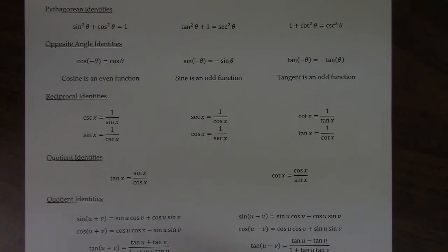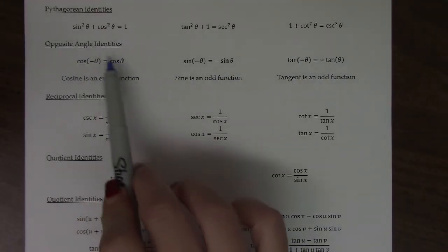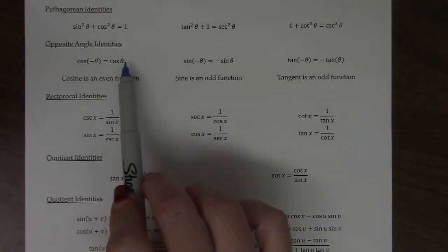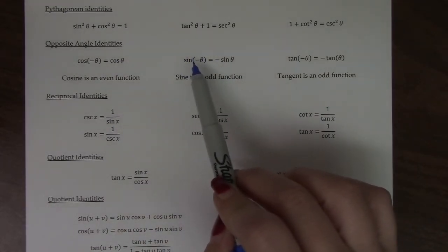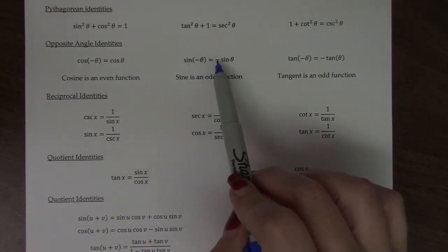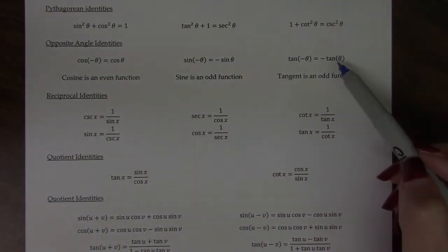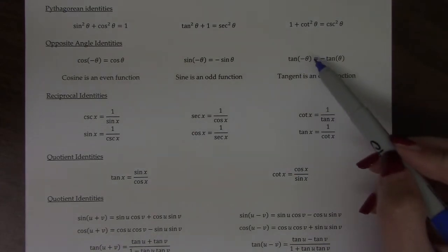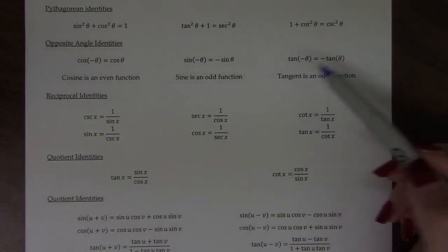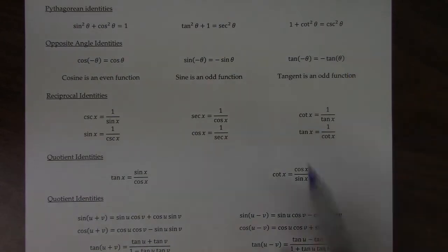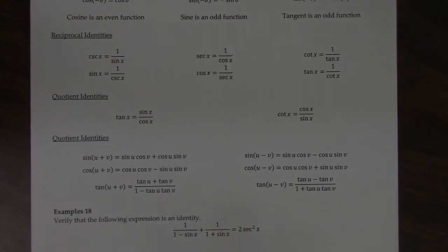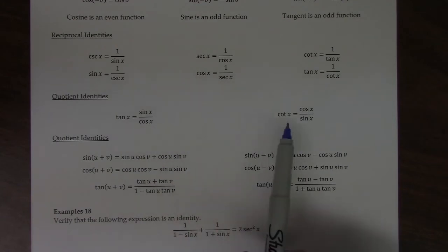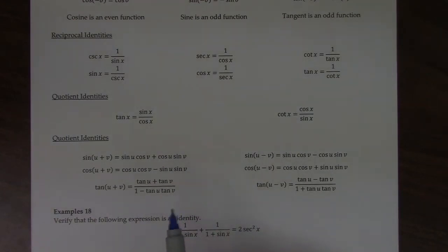Opposite angle identities. Cosine is an even function, so if you plug a negative value into it, it comes back as cosine. Sine is odd, so if you plug a negative angle into sine, it's the same thing as negative 1 times sine of the positive angle. Tangent is also an odd function, so it's symmetric about the origin. The reciprocal identities, we've been using the whole review. Quotient identities are how we break tan and cotan up into their cosine and sine equivalents.